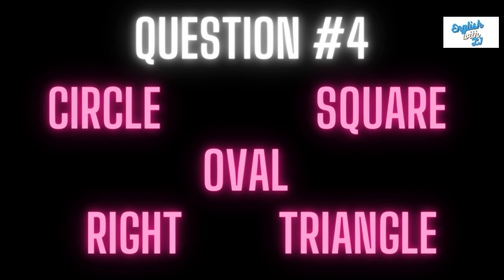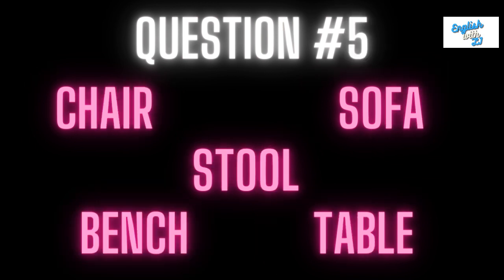Question 4. Circle, square, oval, right, triangle. And the odd word out there is right. Question 5. Chair, sofa, stool, bench, table. And the odd one out is table.